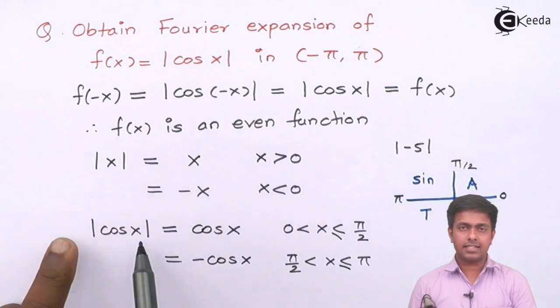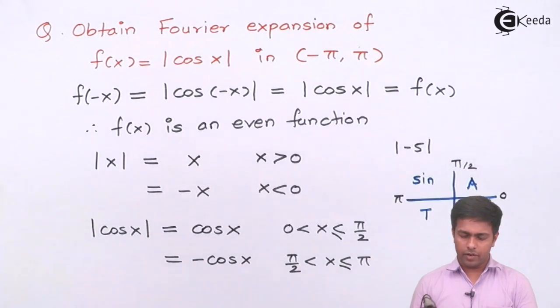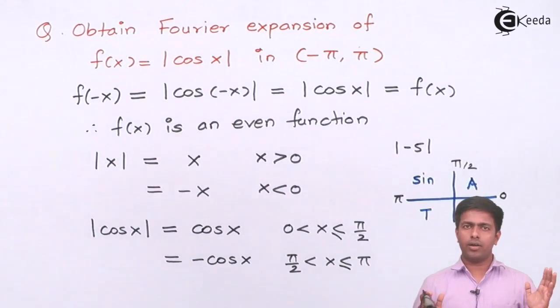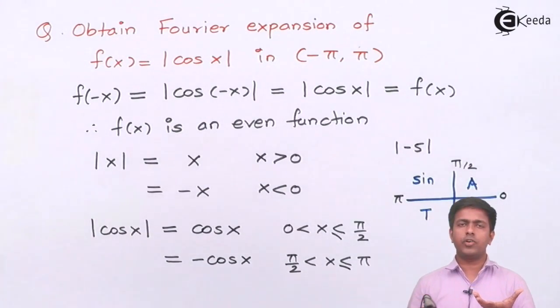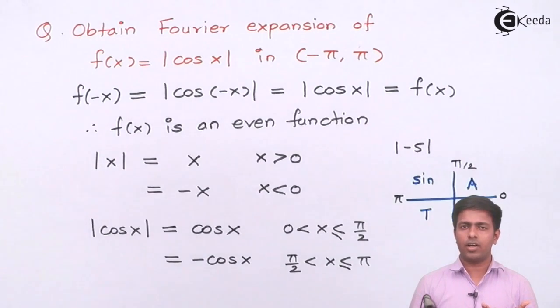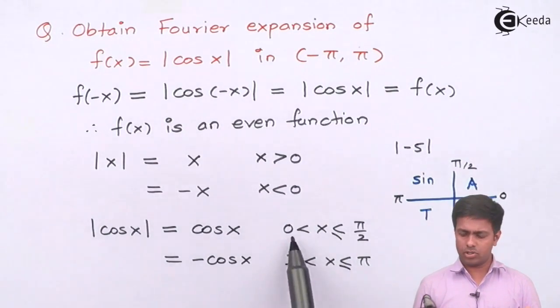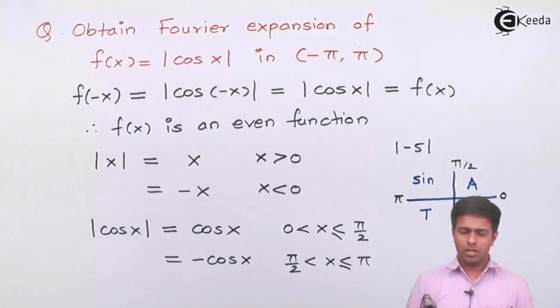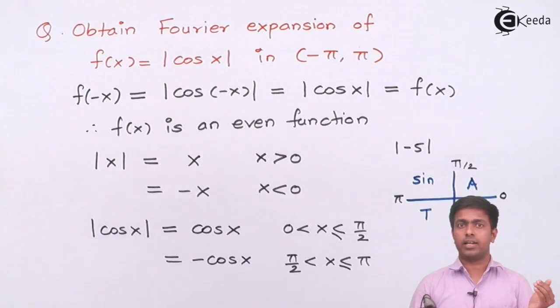Now if you observe here, I have removed the mod, and due to that cos will take its original value. Originally it will be negative in the second quadrant and positive in the first quadrant, but due to the mod it becomes positive. So I think you understood it in the reverse aspect.